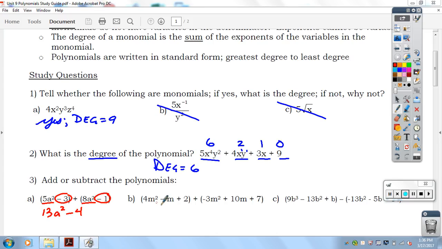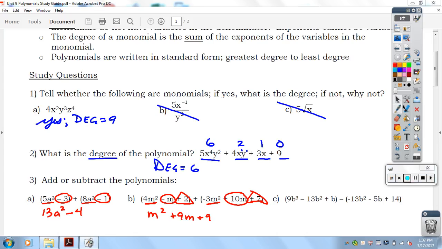B is adding a trinomial to another trinomial. So really these parentheses don't mean anything. We can use them to separate 2 trinomials, but overall the process is the same. 4m squared plus negative 3m squared is just 1m squared, or m squared. A negative m and a positive 10m is a positive 9m, and a 2 and a 7 combine to make plus 9.